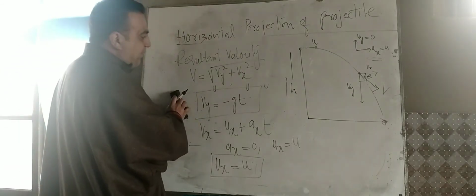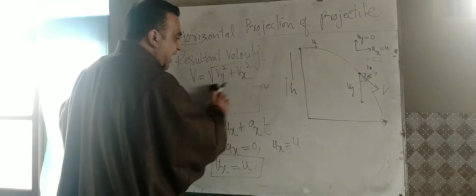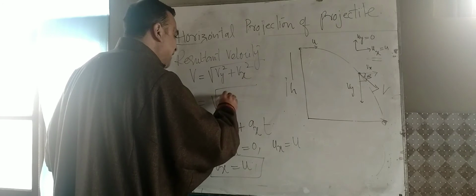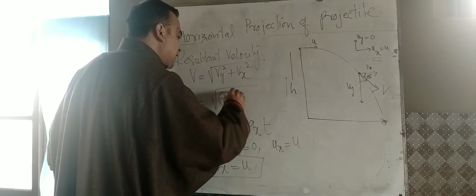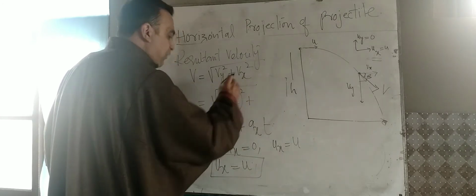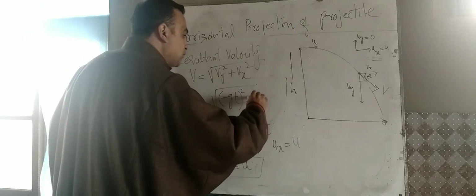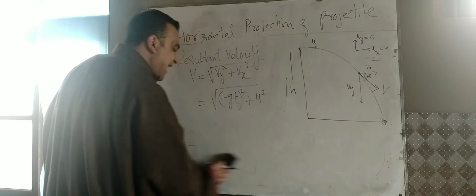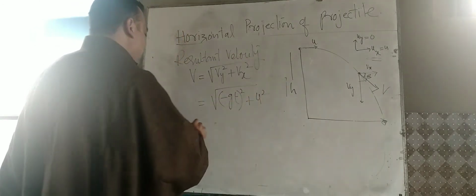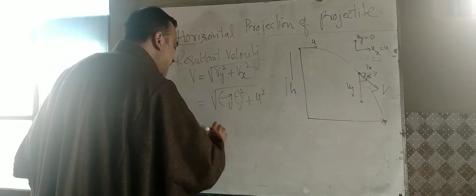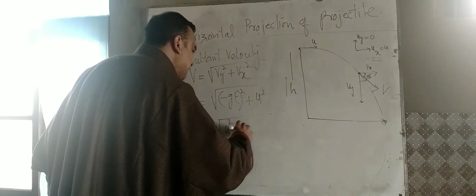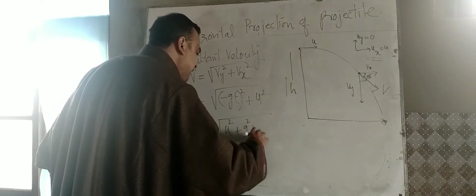So instead of Vy, I should write minus gt. So this is the square root of (minus gt) whole squared plus, instead of Vx, u squared. So the resultant velocity at any instant during the projectile motion, that is v, must be equal to the square root of u squared plus g squared t squared.